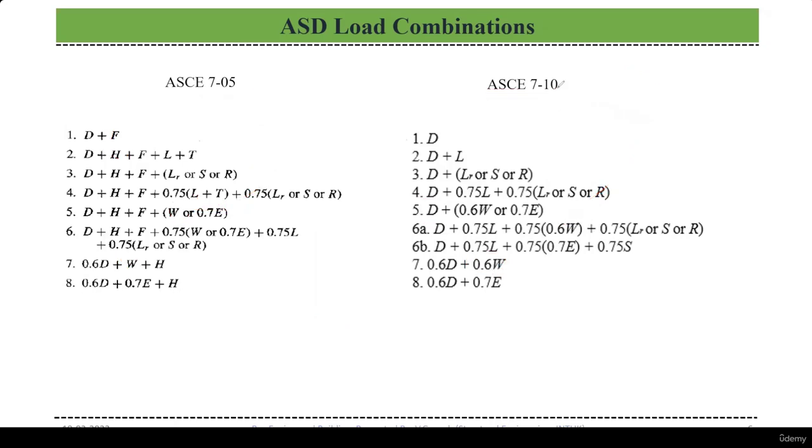I hope all of you are clear about these ASCE 7-05 and 7-10 combinations. The basic difference is in wind only. They have used one wind factor for ASCE 7-05. They have used 0.6 wind factor for ASCE 7-10. You can also see there is a 0.75 wind here. They have used 0.75 instead of wind. They have used 0.6 wind here. Like that, they have provided combinations.